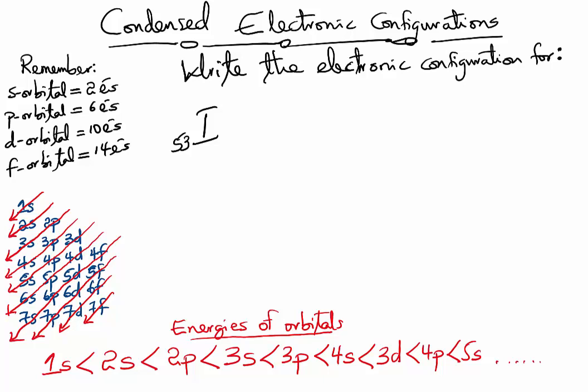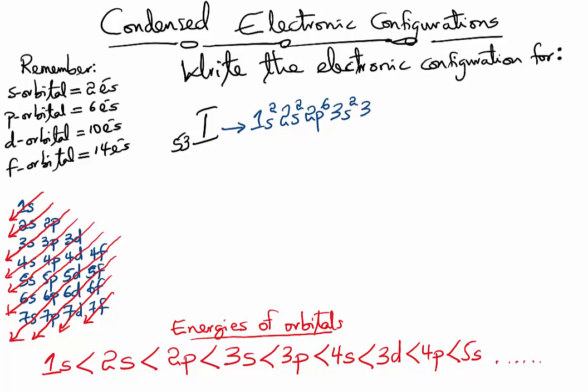Let us now write the electronic configuration for iodine. Iodine is element number 53 in the periodic table, which means it has 53 electrons. The first two electrons will go into the 1s orbital. Then the next two will go into the 2s. And the 2p will take 6 electrons, followed by the 3s, which will take 2 electrons.